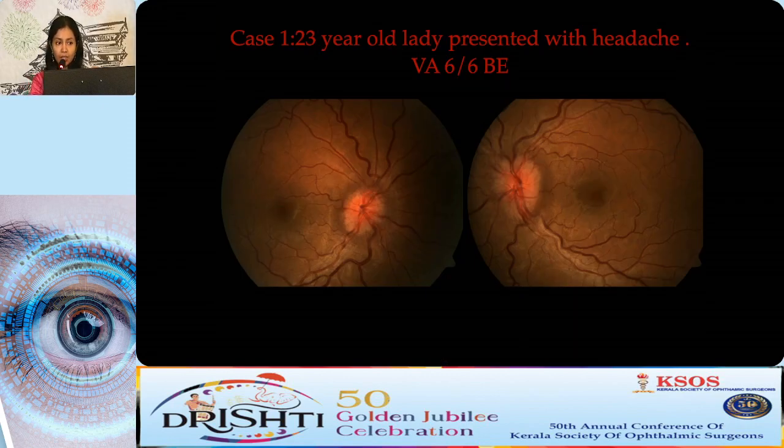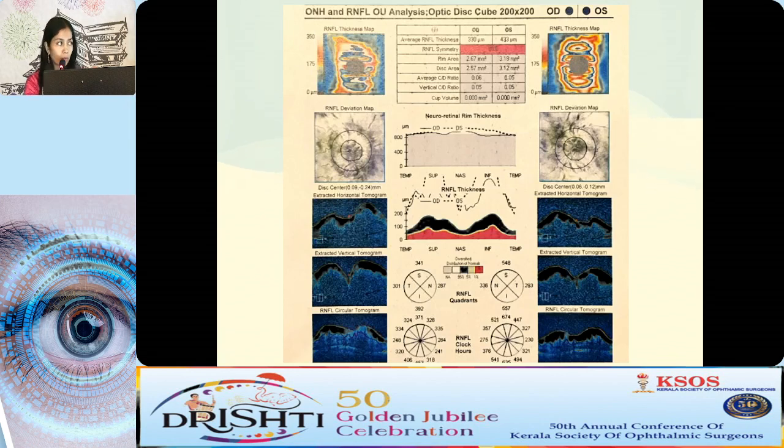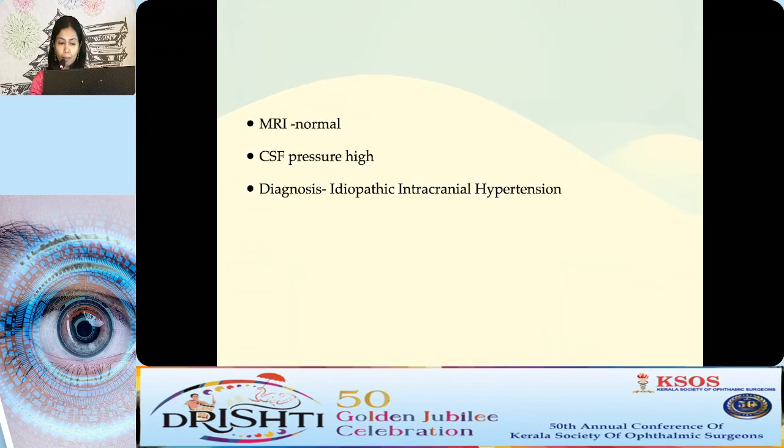This is a 23-year-old lady presenting with headache with a visual acuity of 6/6 in both eyes. The disc shows bilateral disc edema. So what is the most probable diagnosis? Papilledema. Obviously in the RNFL we would be finding this marked thickening of the retinal nerve fiber layer, which is shown as white in color, and that confirms it. To investigate, the patient was evaluated with MRI and the CSF pressure was found to be high.